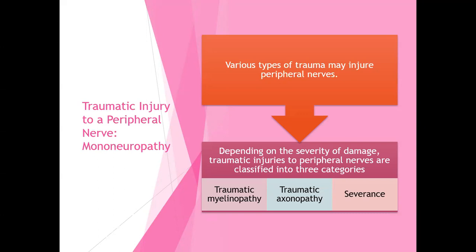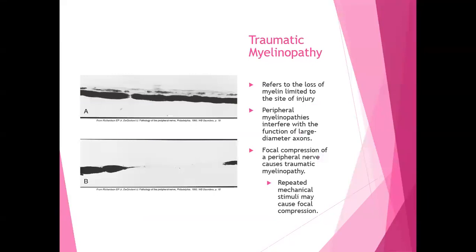axonopathy. Can't say that word. Axonopathy. So something happens to the axon, or complete severance. So myelin and the axon get axed in that one. So with a traumatic myelinopathy, that is the loss of myelin limited to the site of injury.